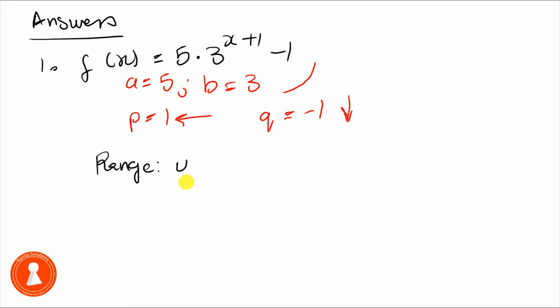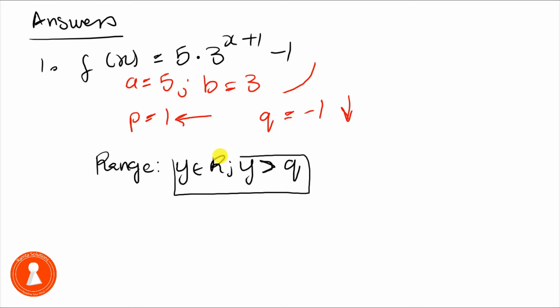Now, our range. I remember saying y is an element of real numbers, but y, wait, a is positive, right? So since a is positive, y, remember I even showed you how it would look, must be greater than q, right? So what does it mean? It means our range is y is an element of real numbers, but y is greater than negative 1. Remember, when a is positive, the graph lies above the asymptote.